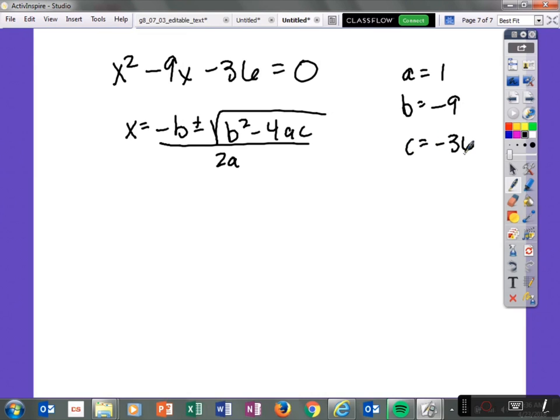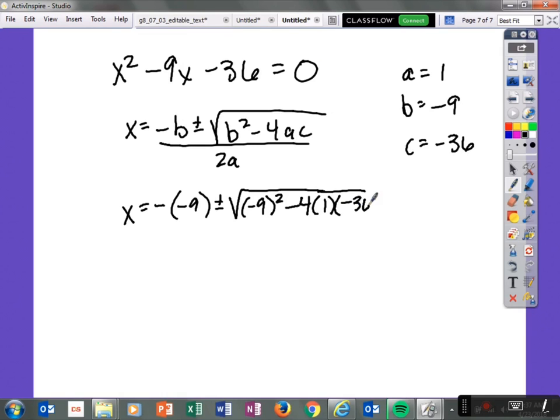-36. Okay? You have to write this next step as well. This negative is part of the formula, and then B is -9, so you've got two negatives. Then B again, -9 squared, minus 4 times A, which is 1, times C, which is -36, all over 2 times A, which is 1. Now type that in.